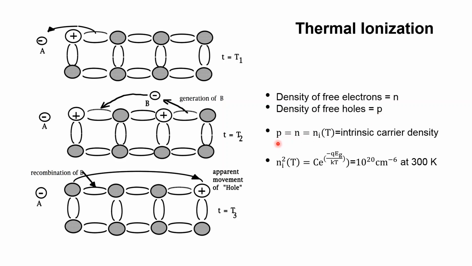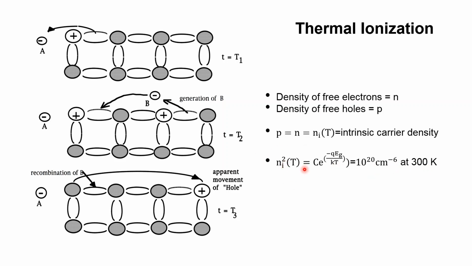The number of holes is equal to the number of electrons, which is a number known as intrinsic carrier density. This intrinsic carrier density Ni is dependent upon the temperature. So the expression of Ni is shown here. Ni square is equal to C T cubed e to the power minus q Eg by kT, where Eg is the energy gap, q is the charge on an electron, k is Boltzmann constant, and T is temperature.